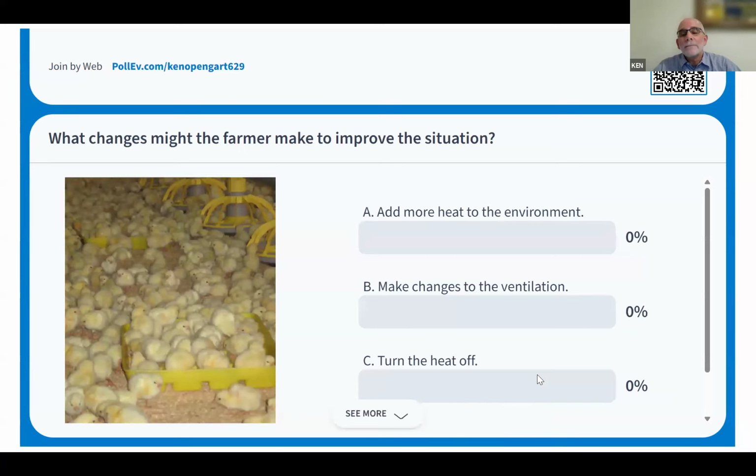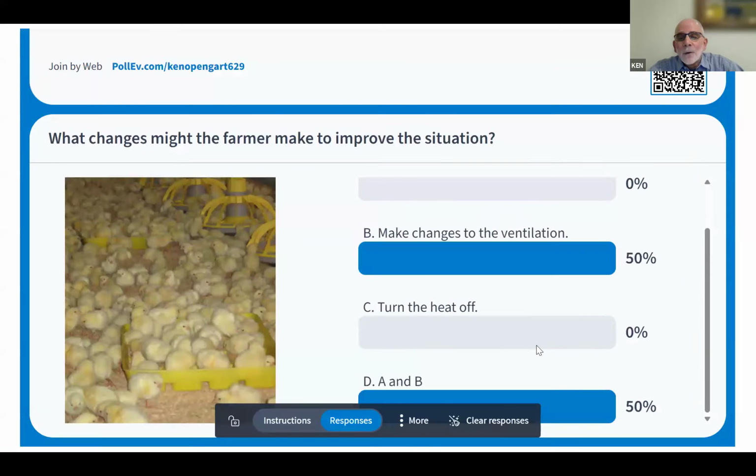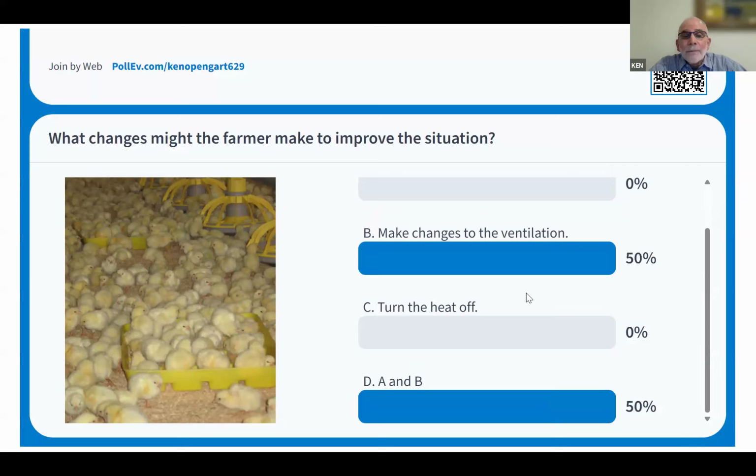So here comes the action, the teaching moment for the farmer. If you happen to be on this farm, you can begin to talk to them about what changes they can make to improve not only the key welfare indicators, but also the mental state, the 5 domains. And so what actions might the farmer take to improve the situation? Add more heat to the environment, make changes to the ventilation, turn the heat off, or A and B. So in actuality, both A and B are correct.